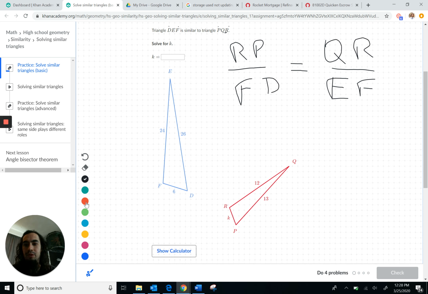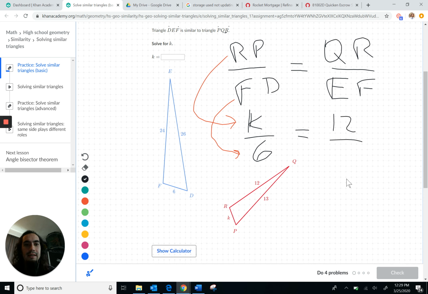Now to substitute. So we know RP. What is RP? RP is K. And we know FD as well. Where's FD? FD is here. FD is equal to 6. Same thing on this side. QR is here. QR is a value of 12. And EF is here, and EF has a value of 24. Okay, so I've substituted all my values.